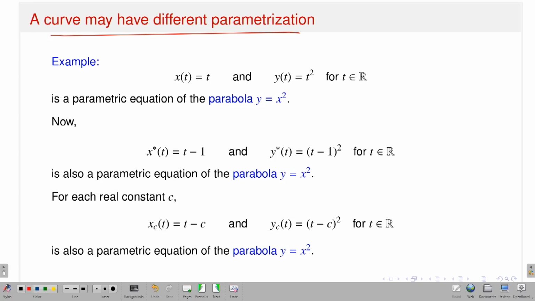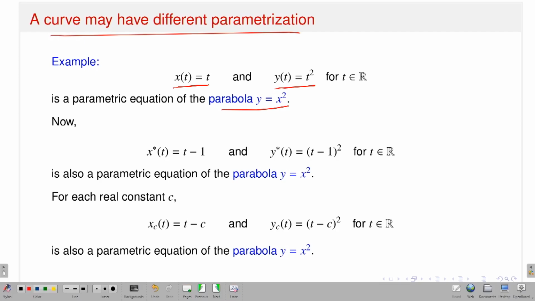But it might happen that a curve may have different parameterizations. It is not unique. That means if you have a curve, you will have various, different sorts of parameterization, not a unique parameterization. For example, look at these examples. Let's take x(t) = t and y(t) = t squared. Once we have this, you can immediately say that this is the parametric representation of the parabola, because this is the relation y = x squared, and this is a parabola, right?